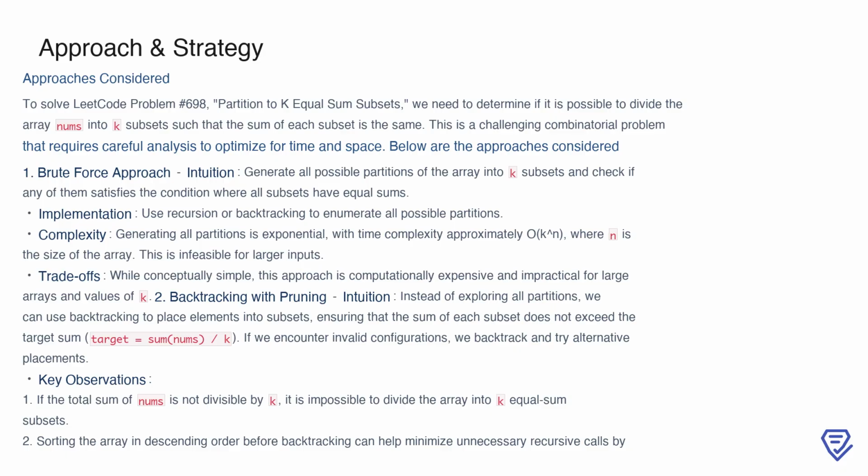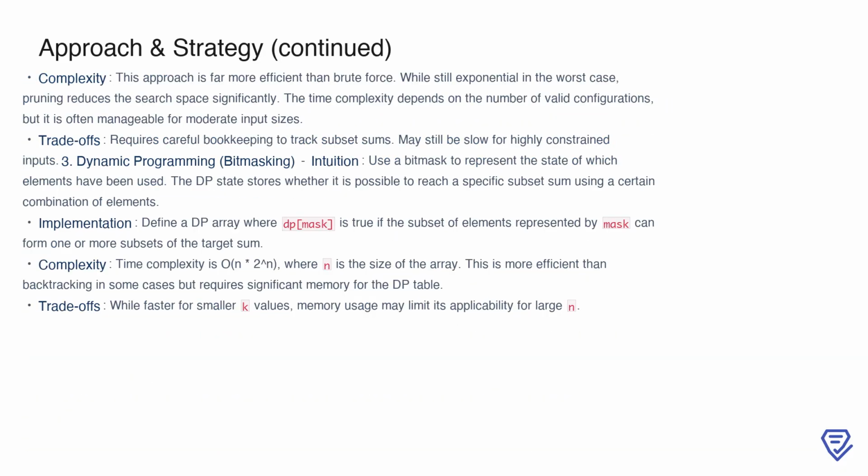Additionally, if the total sum of the array is not divisible by k, we can immediately conclude that the partition is impossible. Sorting the array in descending order before applying backtracking further optimizes the process by reducing unnecessary recursive calls when larger elements are considered first. Backtracking with pruning offers significant improvements over brute force, as it reduces the search space considerably.